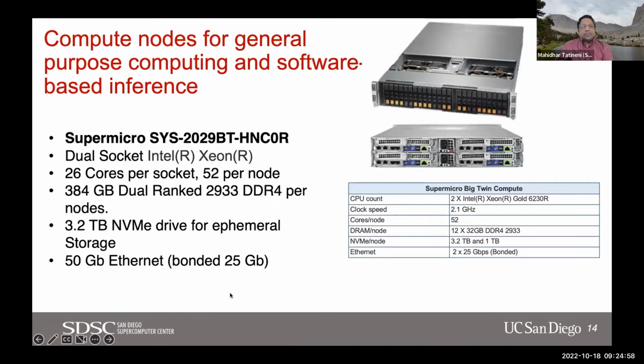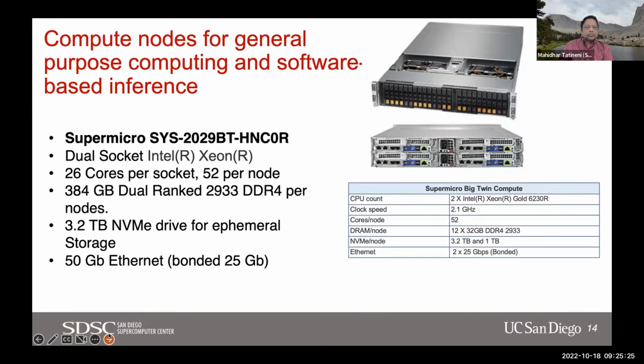Then there are the compute nodes for general purpose computing, and you could also use them for inference in some cases. You have 26 cores per socket, so 52 cores per node, and 384 gigs of RAM on those nodes. Again, 3.2 terabytes of NVMe for local scratch storage, and the 50 gig Ethernet going in.